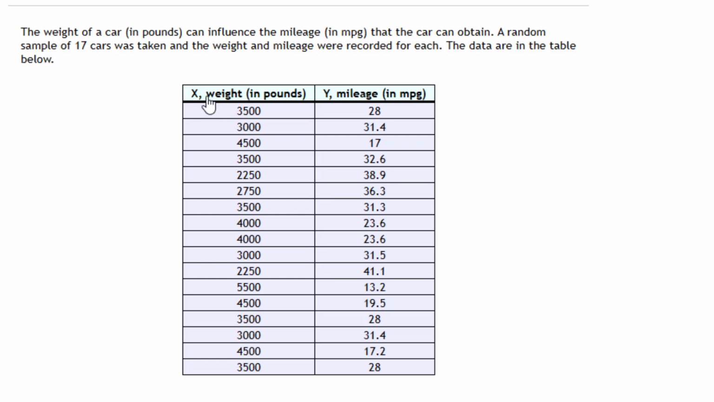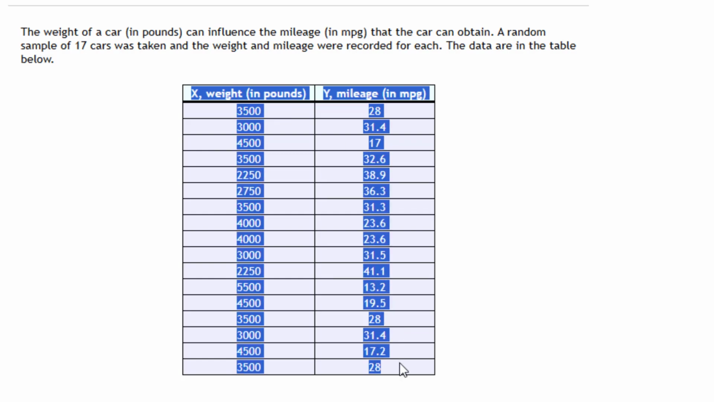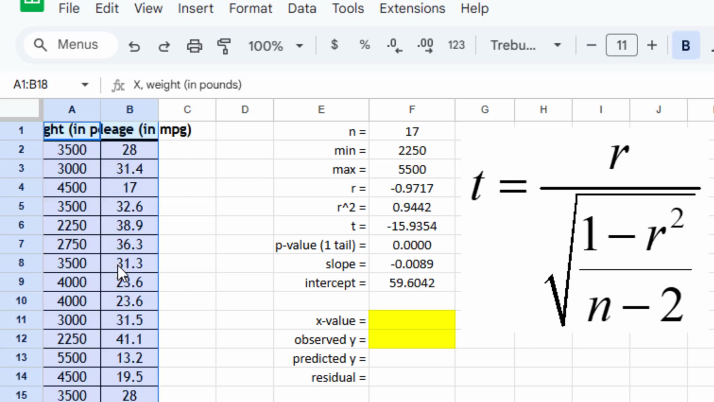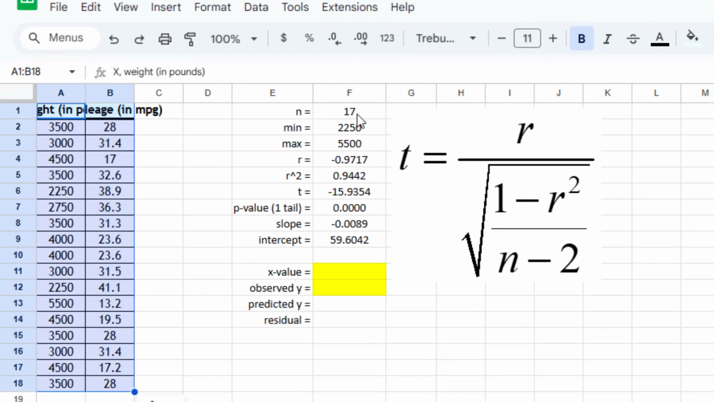So the first thing we can do is copy our data and paste it into Excel. Now I have my Google Sheet set up where as long as my X values are put in A and my Y values are put in B, everything's going to kind of auto-populate. And you can see that these numbers all adjusted.